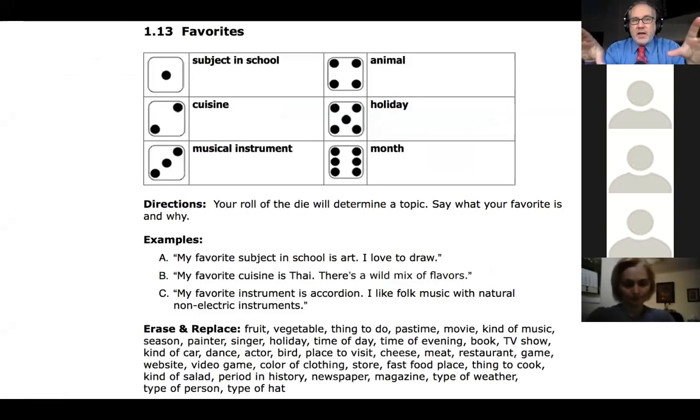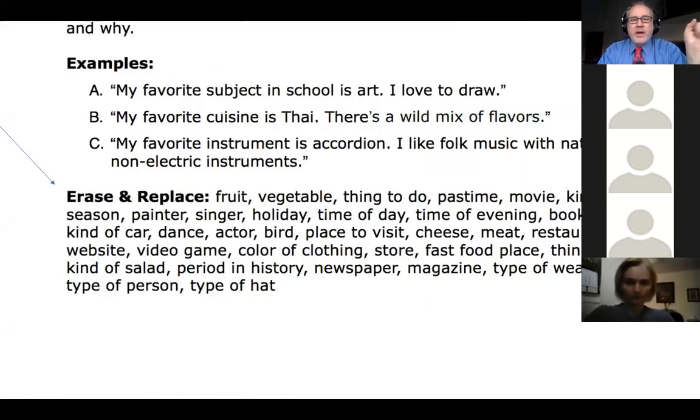So now you're seeing a dice frame and the instructions of how to do this activity. Something that's very key here is this: erase and replace. That means that we're going to actually change the content while we're playing this game.